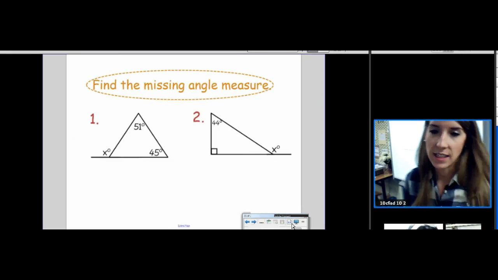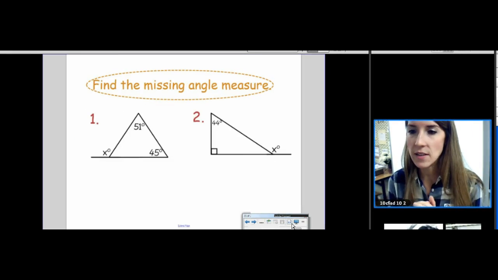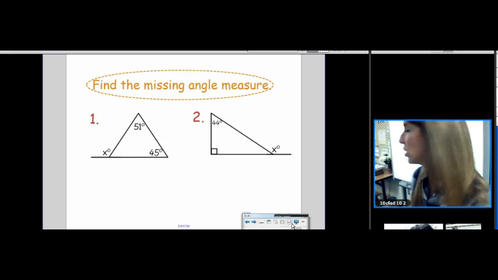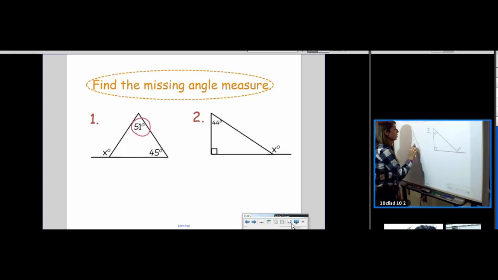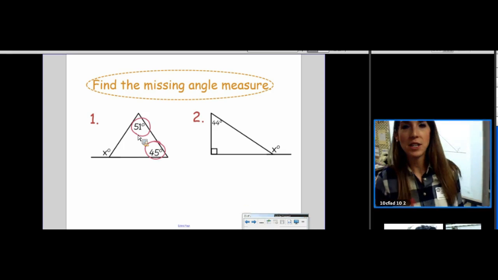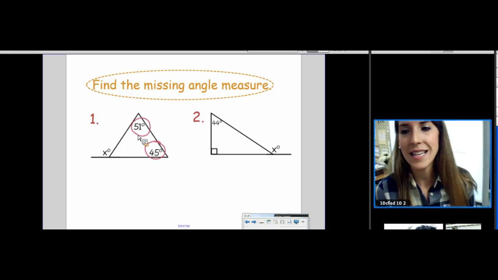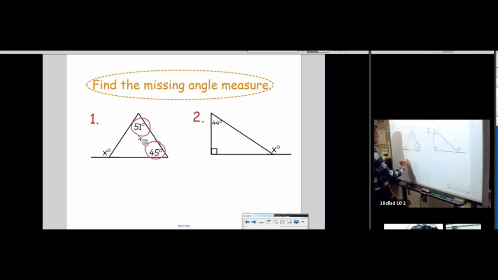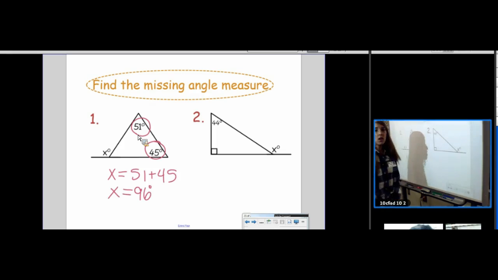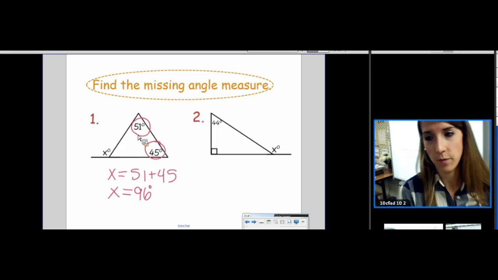All right, let's practice. I'm not going to give you enough time to write down this whole example. We're just going to do it and you're going to watch. While you're getting used to it, you can circle the remote interior angles, and we just learned a new theorem that says their sum equals x. So literally, to solve for x, we would just say x is 51 plus 45. X is a 96-degree angle because we have a theorem that told us so.